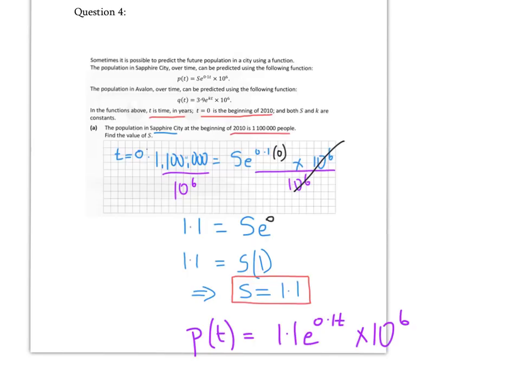But again, remembering, that question wasn't too difficult if we read the question properly and were able to substitute in t equal to 0 for t, and that we had what we were given here, 1.1 million, equal to that function. Okay, and off we go with part B.